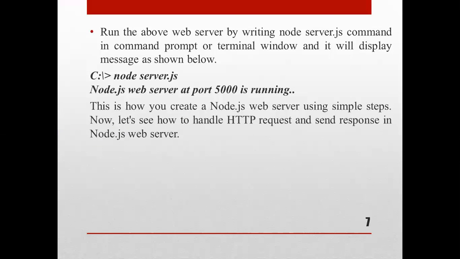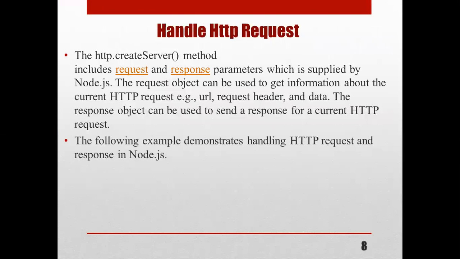Then how to run this, we have seen: write node and the file name, that is server.js. It will show the message we have written in console.log, that is Node.js web server at port 5000 is running. This is how we can create a Node.js web server using simple steps. Okay, now we'll see how to handle the HTTP request and response.